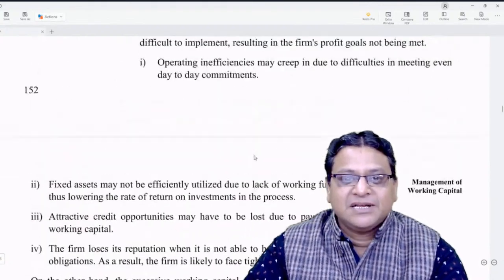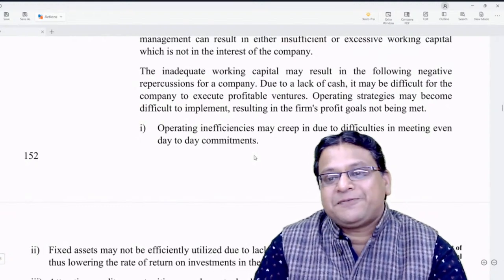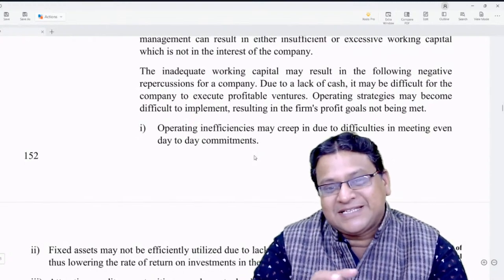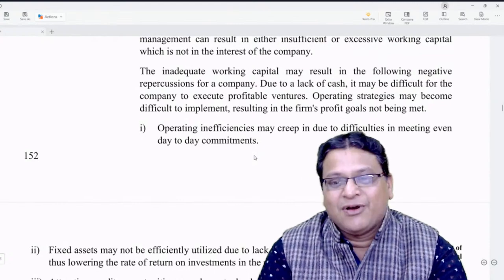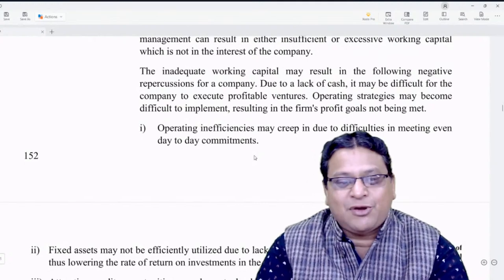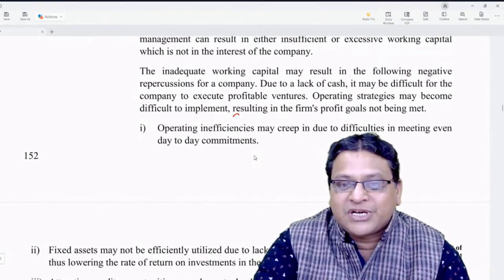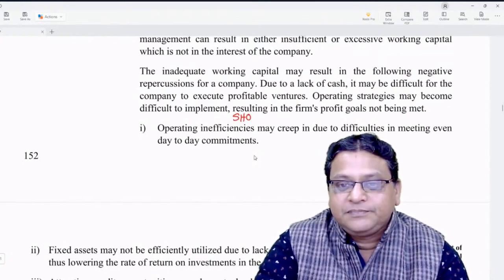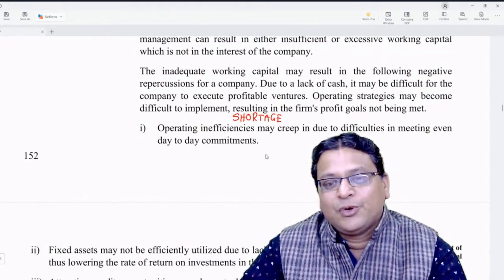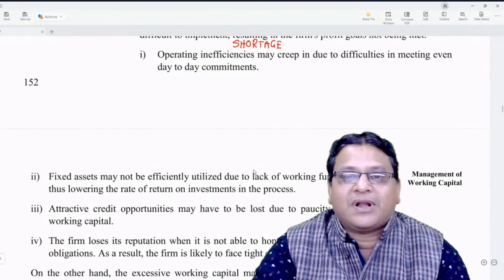Next, if there is excess working capital, there will be a problem. If there is shortage of working capital, there will be a problem. So working capital should not be in excess and should not be in shortage. What are the problems of shortage of working capital? If you maintain low working capital, what are the problems? If you maintain more working capital, what are the problems?